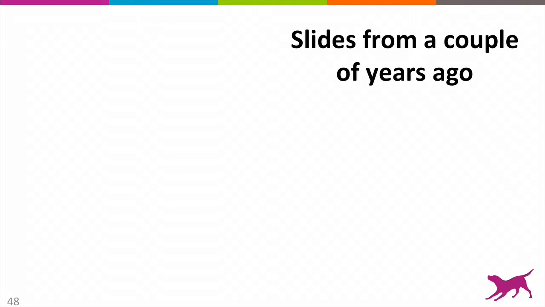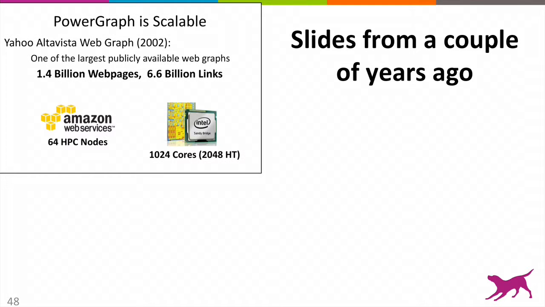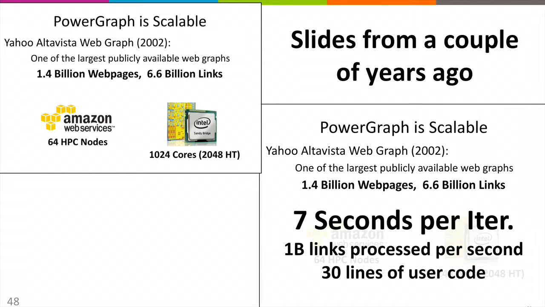So these are slides from a couple of years ago, for PowerGraph, when PowerGraph was scalable. At that time it was the largest publicly available web graph: 6.6 billion edges, 64 HPC nodes, about 2,048 hyper-threaded cores, 7 seconds per iteration, 1 billion edges per second.